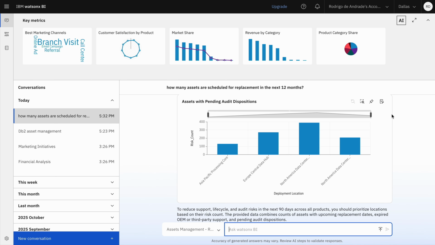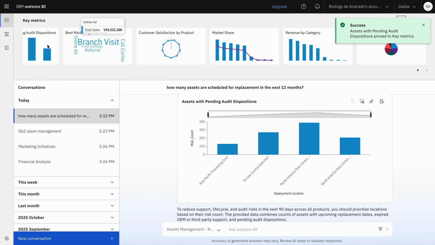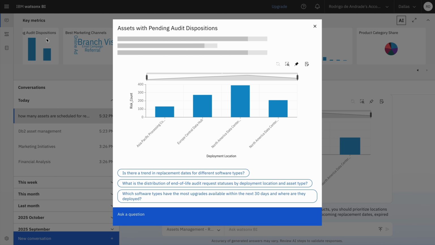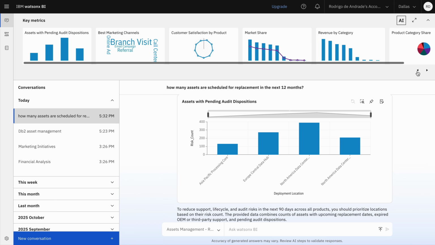Now, let's suppose that I want to use one of these charts. The last one that was created is related to assets with pending audit. I want to pin this chart to my carousel. I just need to click on the pin icon and it will be pinned to my carousel. If I click on this metric, I will have an augmented vision as I showed in the beginning of this video.